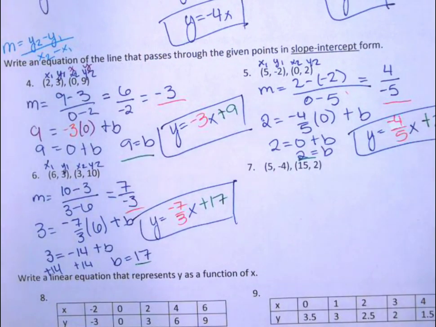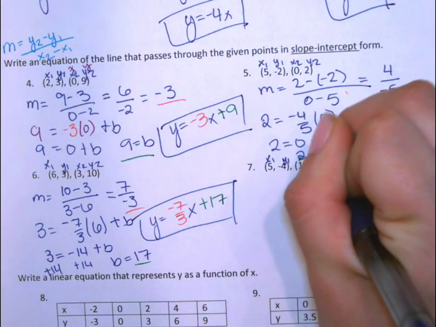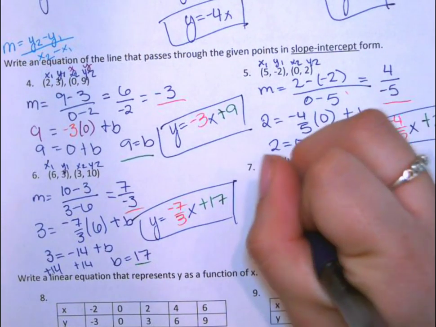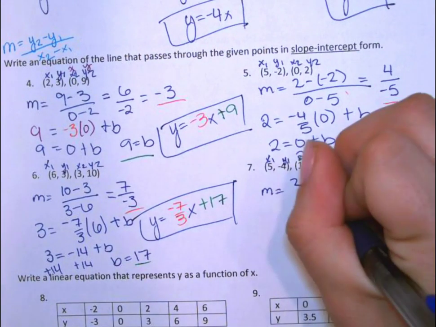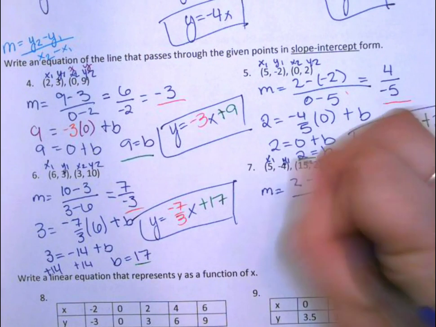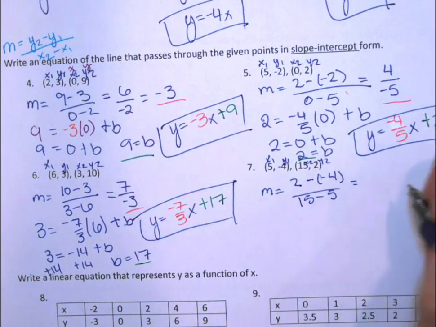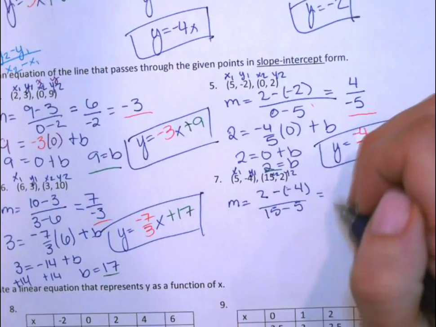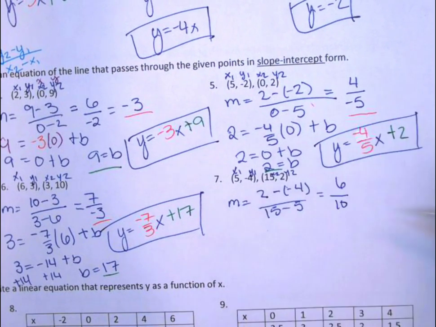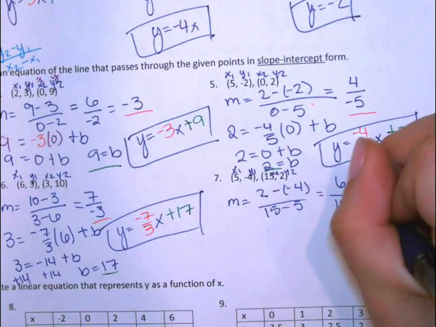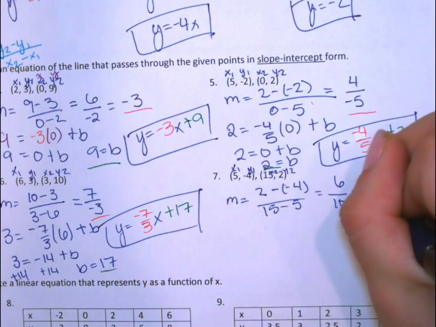Same thing for number 7. I have x1, y1, x2, y2. Plug into my slope formula. I have m equals 2 minus negative 4 over 15 minus 5. 2 minus negative 4 is the same thing as 2 plus 4, so I have 6 on the top. 15 minus 5 is 10. Over here I want to simplify. I can divide my top and bottom by 2, so I have 3/5 as my slope.